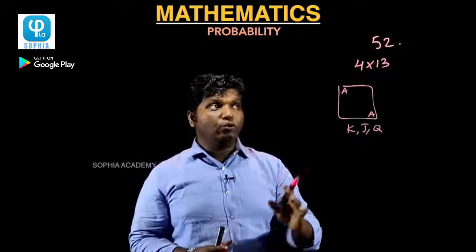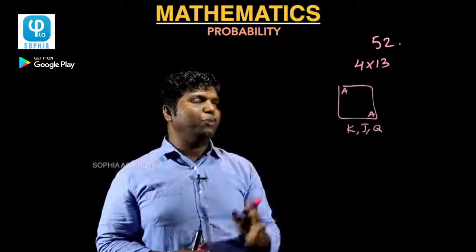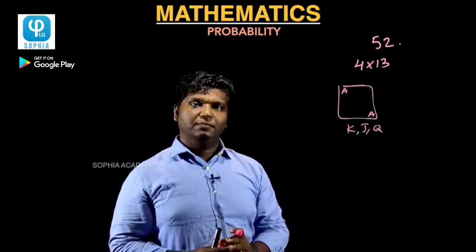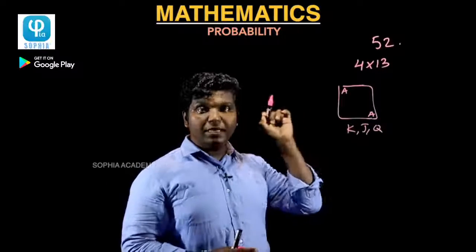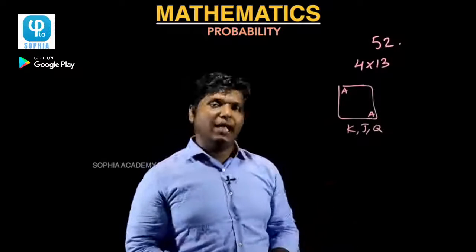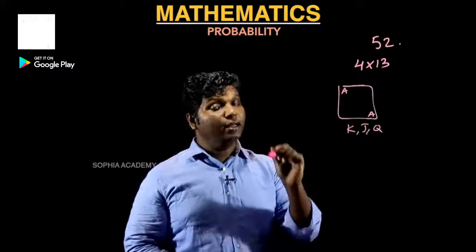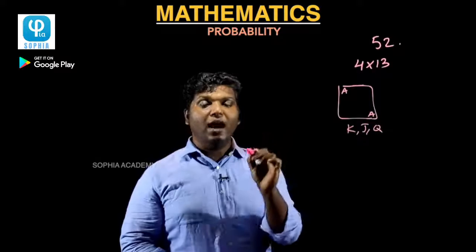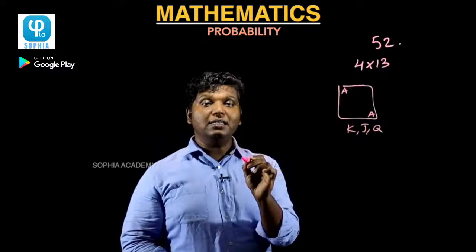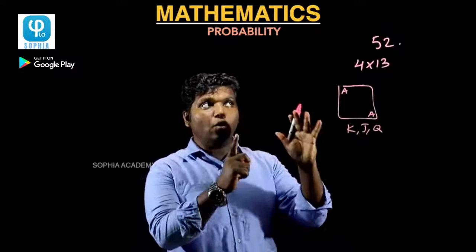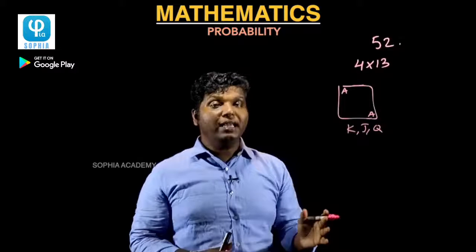Now you have to understand this question very perfectly. Among these 52 cards, a card is being chosen or a card is dropped accidentally, and you have to find the probability that the card is an ace. The card is an ace. So inside this deck of 52 cards, how many aces are there?